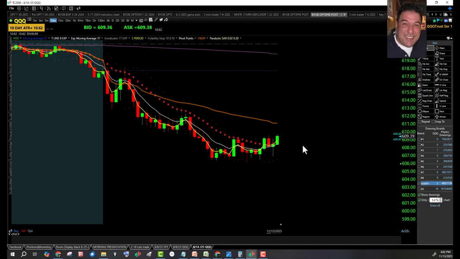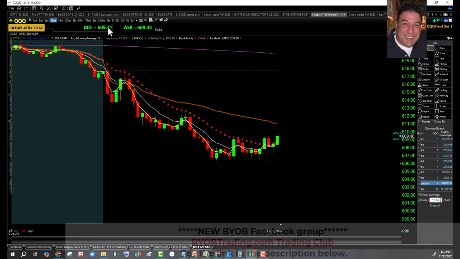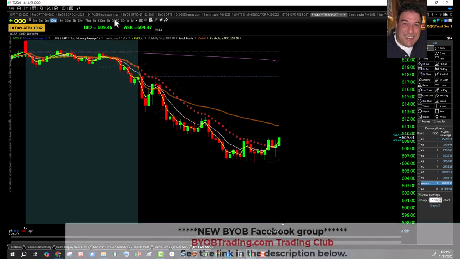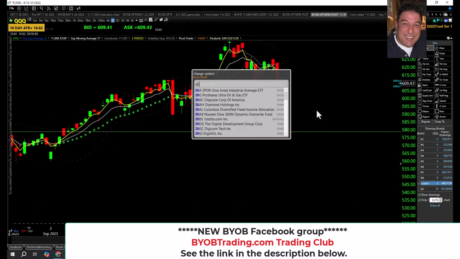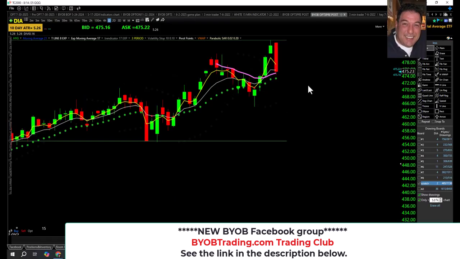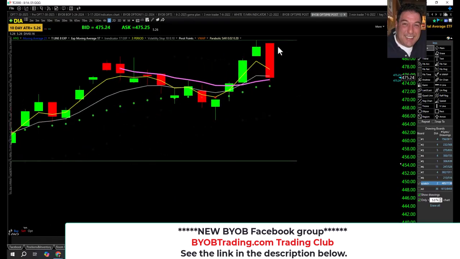It's a move down and then over to the right. Okay, so there's QQQ. Let's look at Diamond Dow. Now, Diamond Dow put in a new all-time high yesterday. That did not happen today.